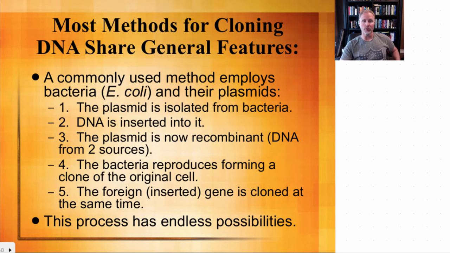Okay, so most of the methods for cloning of the DNA share some general features. What we're typically going to do is use the molecular biology rat, so to speak, the E. coli. We're going to take advantage of the fact that they have plasmids, and we're going to isolate these plasmids from the bacteria. We're going to find a way to get the gene into it, and then what we have is a recombinant plasmid, something that contains DNA from 2 different sources. A bacterial cell is then going to take up this plasmid in transformation, like we've talked about in the HL lecture.